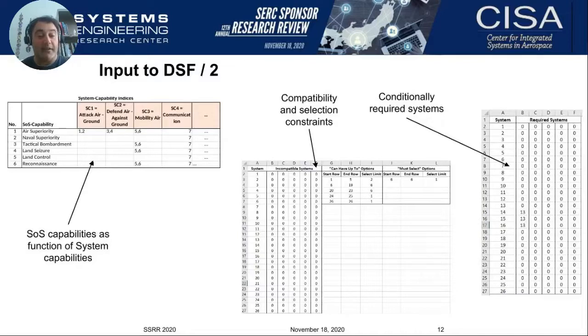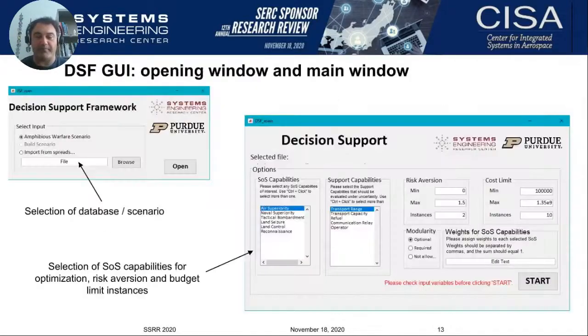Then we have a series of constraints. Systems can be incompatible with each other. We can have a limit to the number of systems we can select. For example, I want at most 20 different land vehicles. We also have some other constraints that we call conditionally required systems, which means if I want system X, then I need to also have system Y. So we added these constraints so that we can address multiple different problems with the same structure.